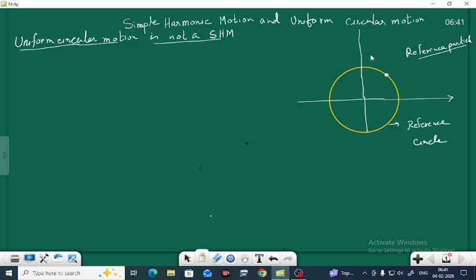Right? And it is moving in the anti-clockwise direction, in this way, right? And if we find the position vector of this particle P, the position vector is always from the origin, this one. So this is the position vector of this particle.